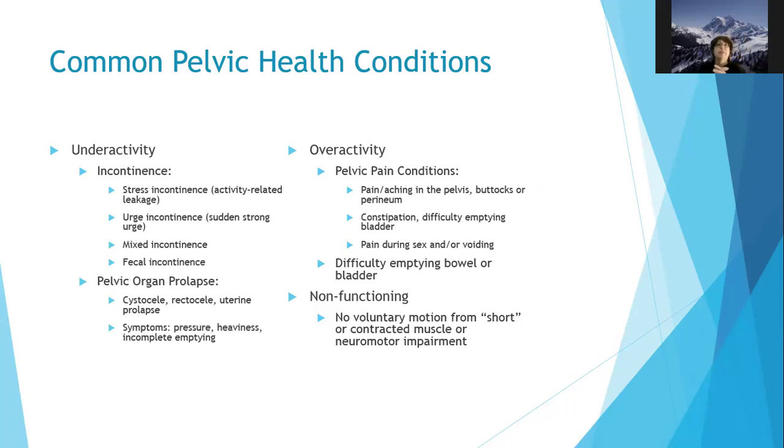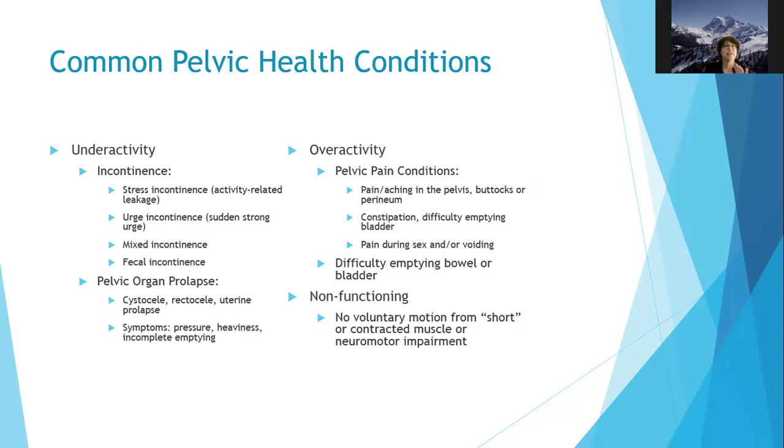So underactivity includes incontinence, and there's several different kinds of incontinence. Stress incontinence, which is activity related. So if somebody coughs or sneezes and it causes them to void urine, or when they stand up out of a chair or something like that, that is stress incontinence. Urge incontinence is a sudden strong urge. That's when you just got home from the grocery store and you can't throw your grocery bags down fast enough to run into the bathroom. That's urge incontinence. Mixed means there's a lot of things going on. And fecal incontinence is when you can't hold in your fecal matter.